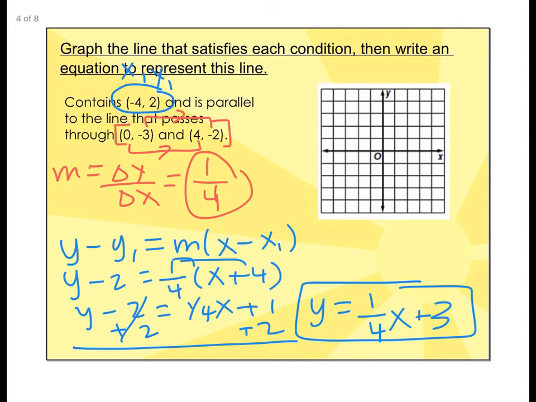And now I can graph that. So I'm going to do my y-intercept first, which is at 3, and then my slope says to go up 1 over 4. I'm going to go down 1, back 4, and then I have a nice line I can draw in. And we are done.